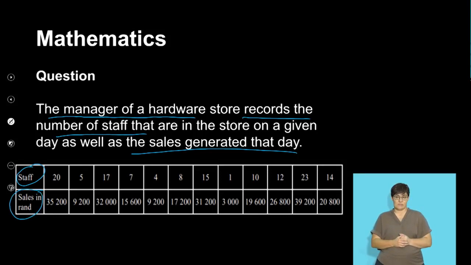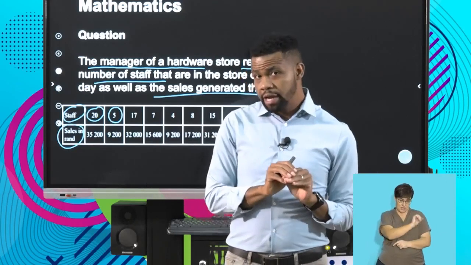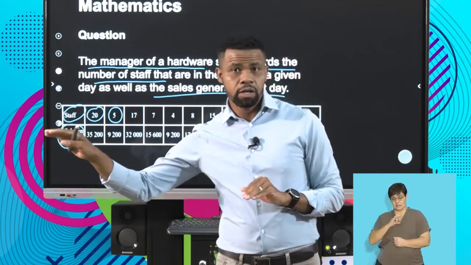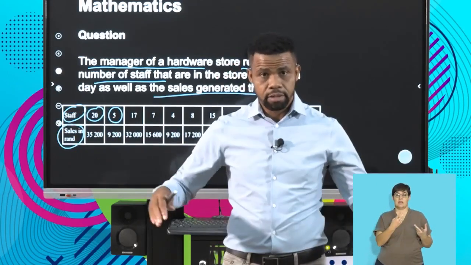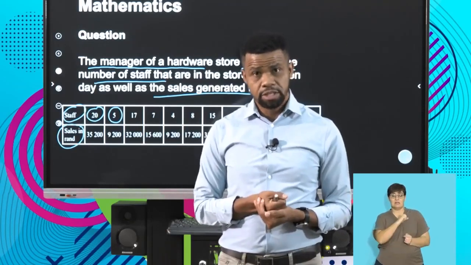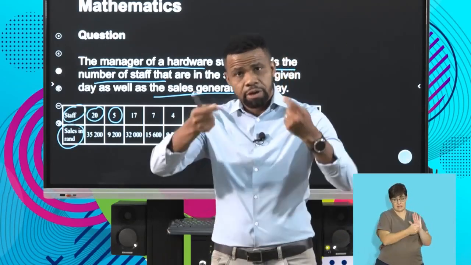So here we had a day where there was 20 staff members, and the number of sales was 35,200. Are we together? And there was a day with only 5 staff members, but the number of sales was 9,200. So that's the data. We read the question, we understand that it's a manager. What we have now is the staff members at work and the number of sales. So our independent variable here is the staff members, and the number of sales is the dependent variable. We understand the question. Now we go further.